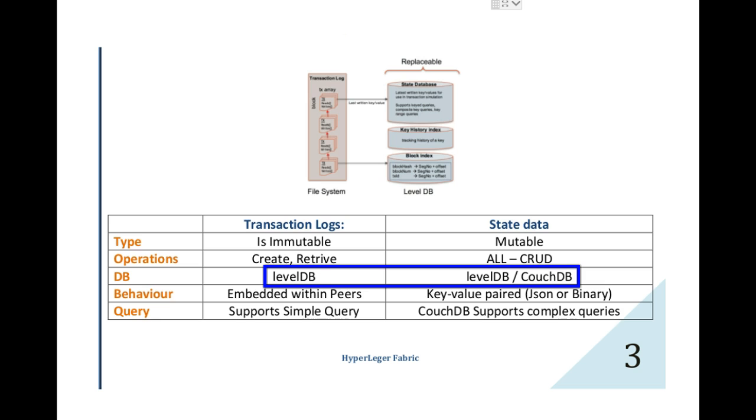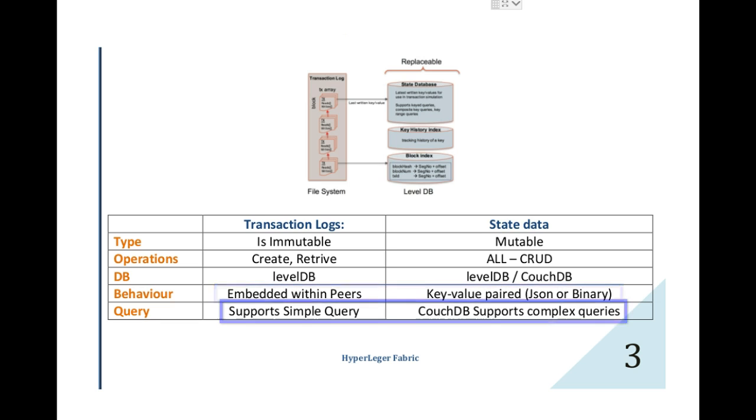Transaction logs are stored in LevelDB, while state database can be configured with LevelDB or CouchDB. Transaction logs are embedded within blocks. State database is key value paired, such as JSON or binary. Transaction logs only support simple queries, while state database can support complex queries or rich queries if configured with CouchDB. CouchDB is preferable if you are moving from development or POC environment to production environment.